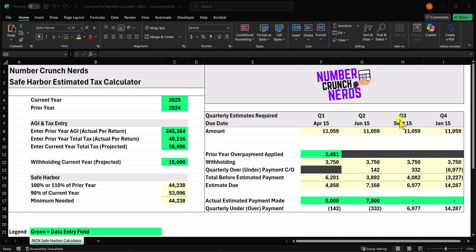and the first thing I'm going to do is go over here to Q3. I'm going to go to this cell right here, and I'm going to go ahead and make that cell yellow so we know which item we are specifically talking about for purposes of this video.